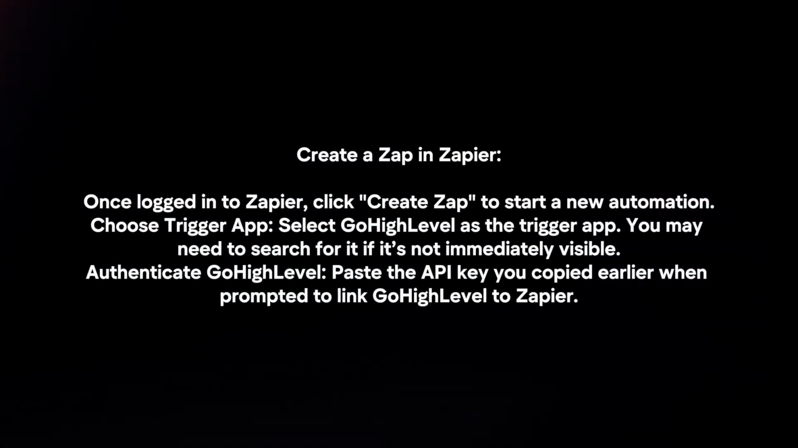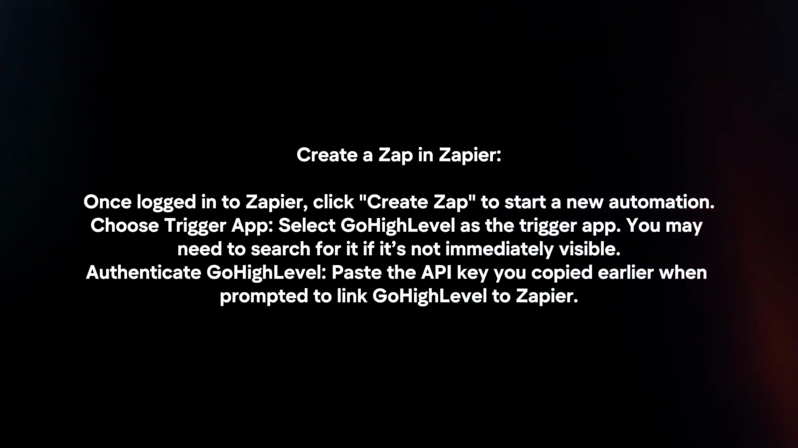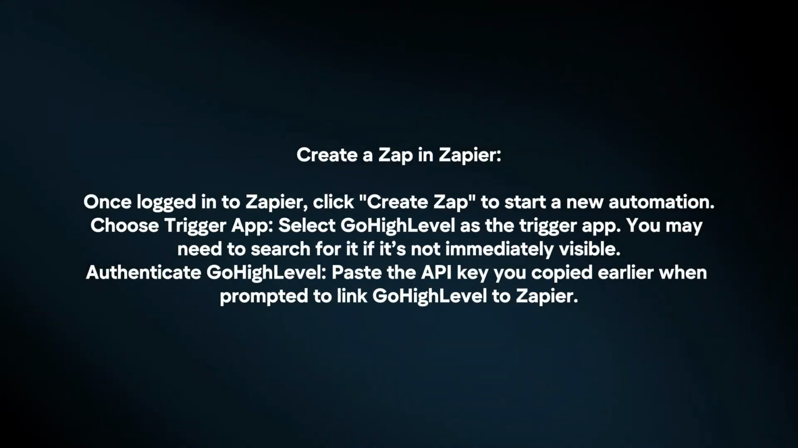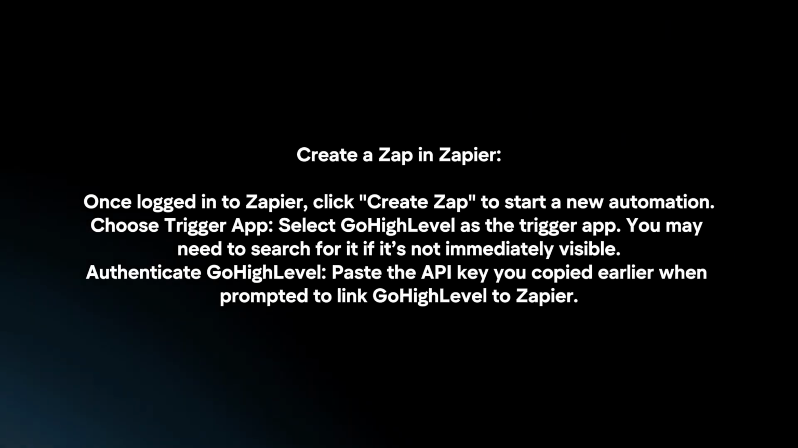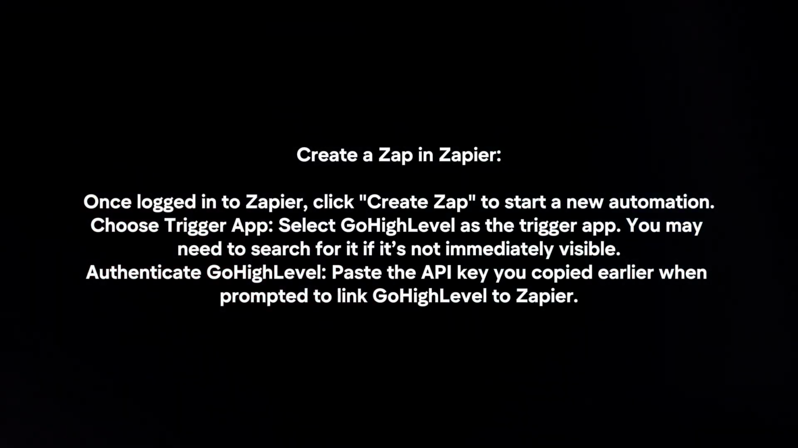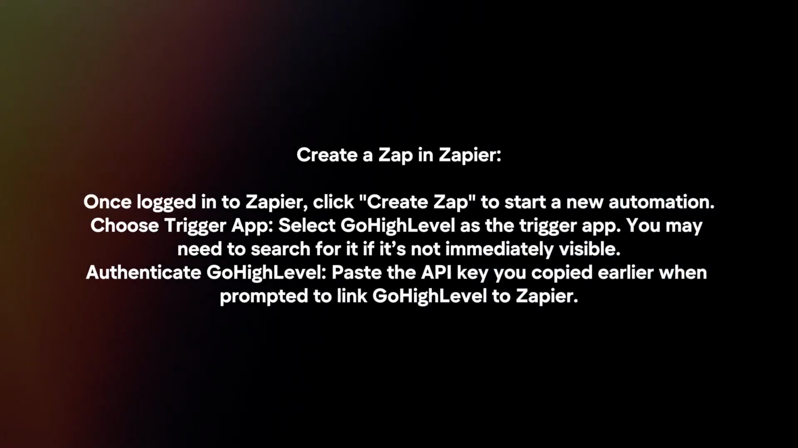Create a Zap in Zapier. Once logged into Zapier, click Create Zap to start a new automation. Choose Trigger App. Select GoHighLevel as the trigger app. You may need to search for it if it's not immediately visible. Authenticate GoHighLevel. Paste the API key you copied earlier when prompted to link GoHighLevel to Zapier.